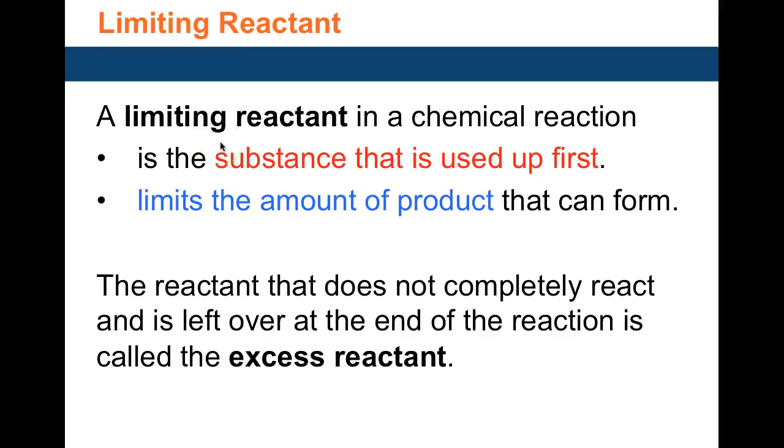So the limiting reactant is that substance, the reactant that is going to be used up first. It is limiting the amount of product that can form. It doesn't matter how much of the other stuff you have. If you have one of the reactants in short supply, that dictates the amount of product, all right? So the other reactants are called excess reactants because they're not completely used up. There's going to be still left over a lot of them by the end of the reaction.